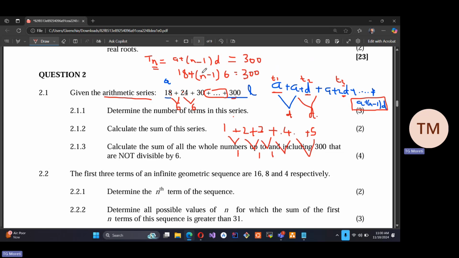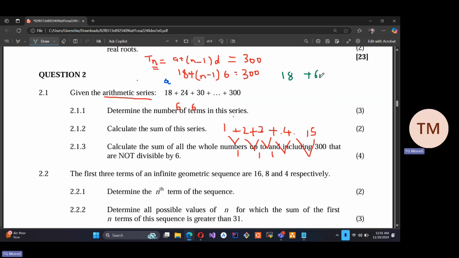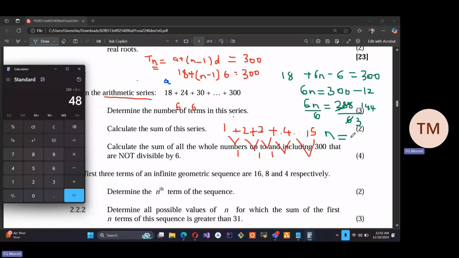Multiplying 6 into n, we get 18 plus 6n minus 6 is equal to 300. 18 minus 6 gives us 12, so 6n is equal to 300 minus 12. 300 minus 12 gives us 6n is equal to 288. All of these numbers are divided by 6, since we are looking for n, the number of terms. So n is equal to 288 divided by 6. I'll use my calculator. 288 divided by 6 gives me 48. So the number of terms is 48.